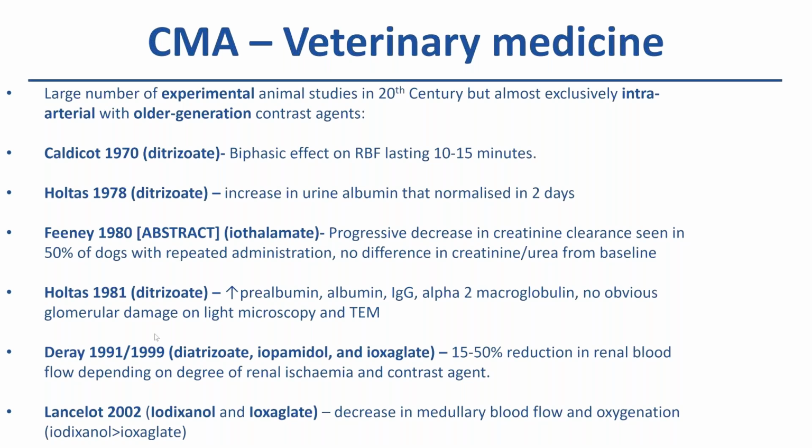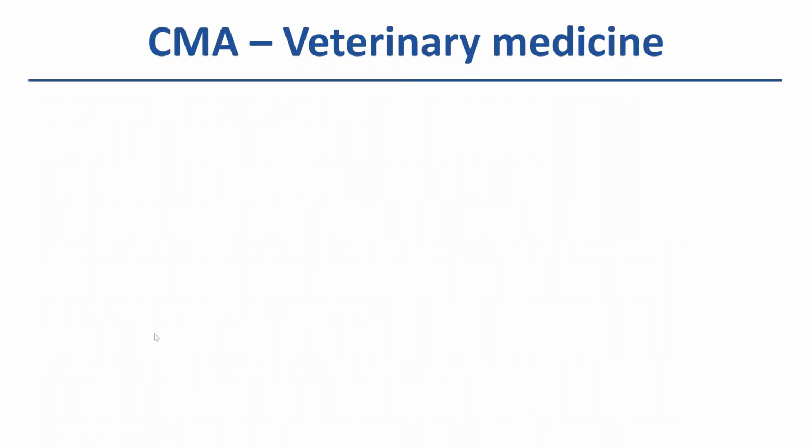They do show changes in renal blood flow. They sometimes show increases in glomerular markers, but not on microscopy or electron microscopy. And also changes in renal oxygen perfusion as well. But again, these are mainly intra-arterial. There are two venous studies in veterinary medicine.